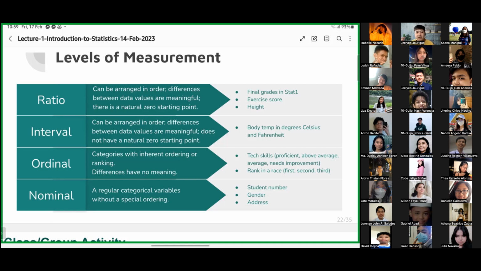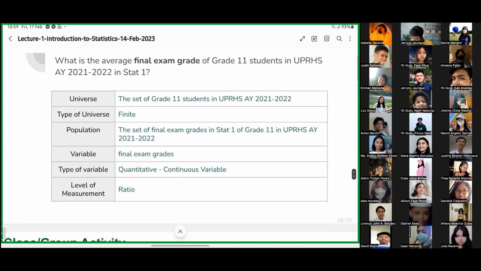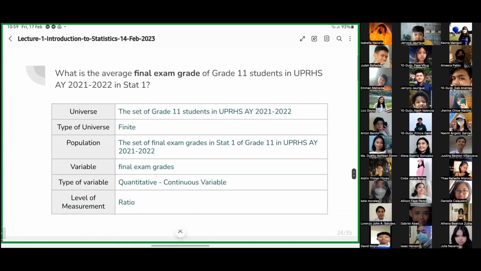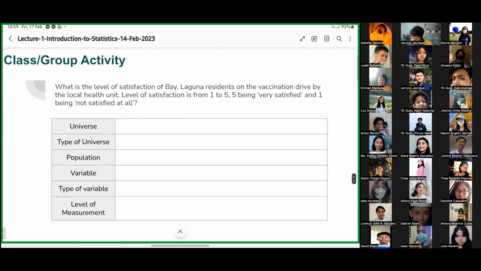All right. Any other questions for levels of measurement? Hello? Okay ba? All right. So, I'll get this opportunity na din to discuss some of the answers that we have here. Dito, nasagutan na natin to last time.